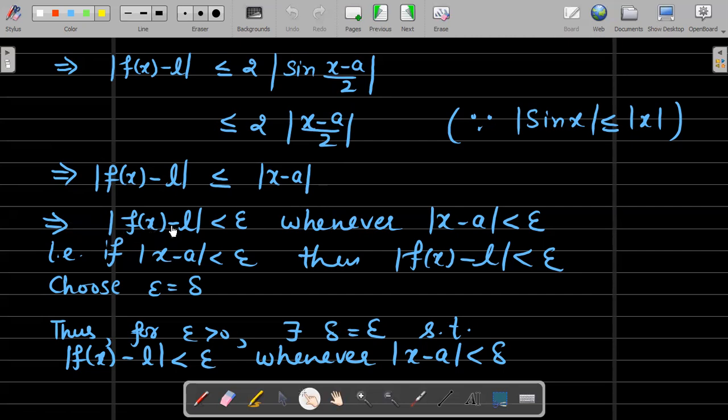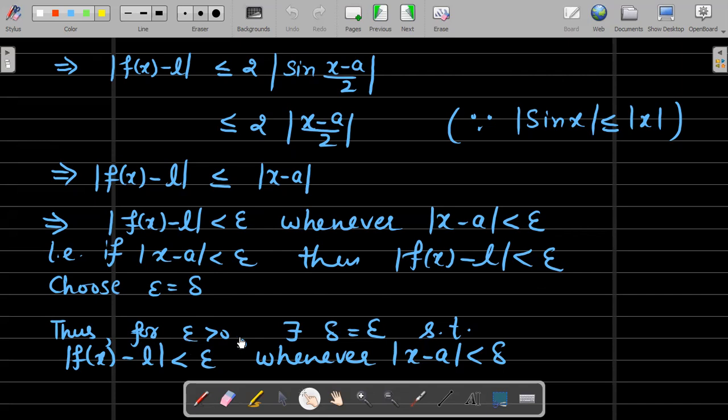So this is |f(x) minus L| less than epsilon whenever |x minus a| less than epsilon. From this, we can say if |x minus a| is less than epsilon, then |f(x) minus L| is less than epsilon. So we choose this epsilon as delta because we need |x minus a| less than delta. So there must exist some delta. Delta is epsilon. Choose epsilon equal to delta.